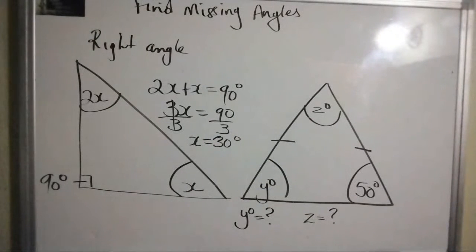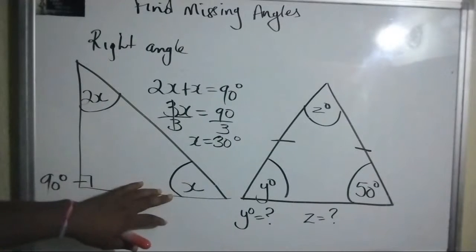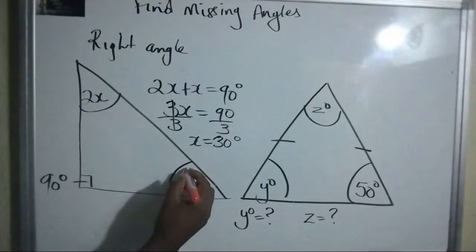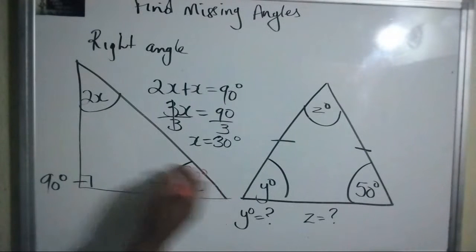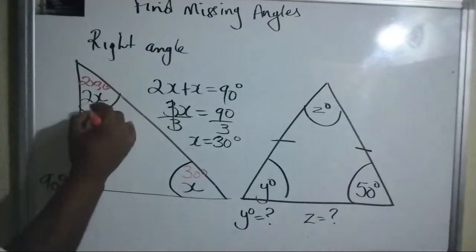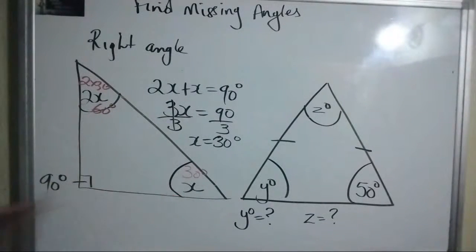Alright, they did not ask us to find the value of this angle, but if they did, we know that since x is 30, this angle here would be 30 degrees, and this would be 2 times 30, and that would be 60 degrees. So this makes sense: 60 plus 30 is 90, and 90 gives us 180. All right, let's move on to the next one.